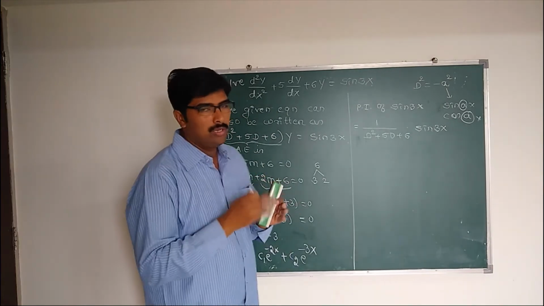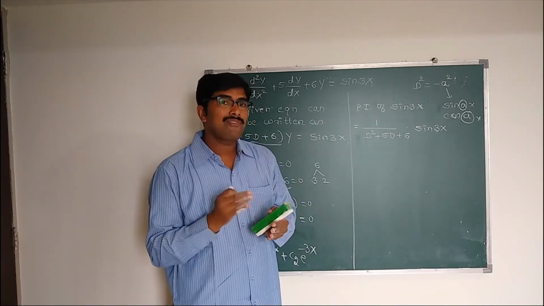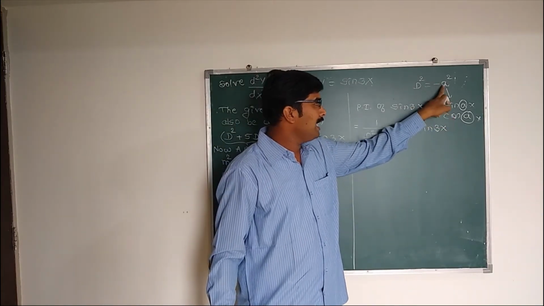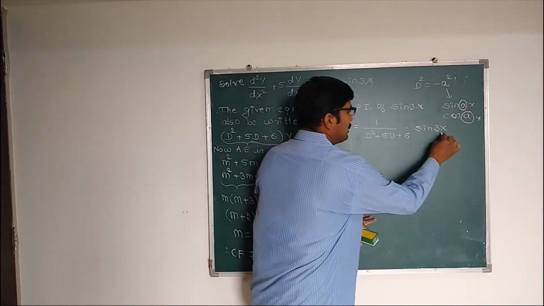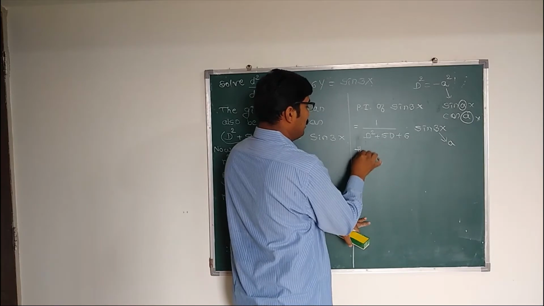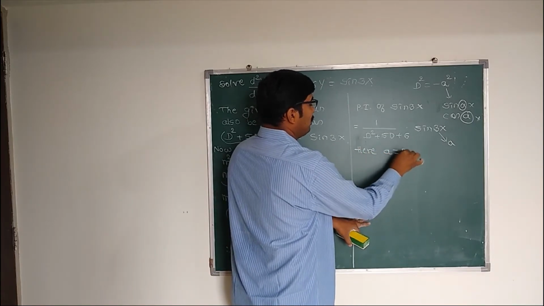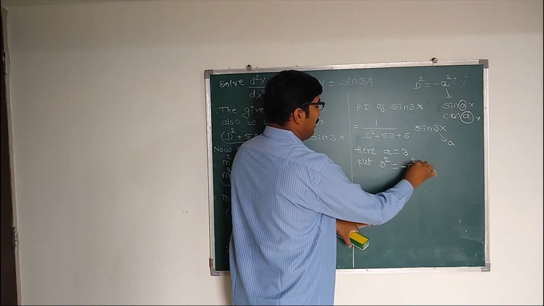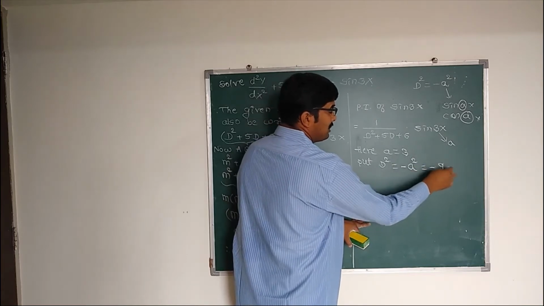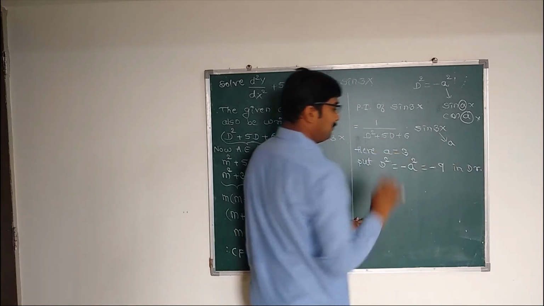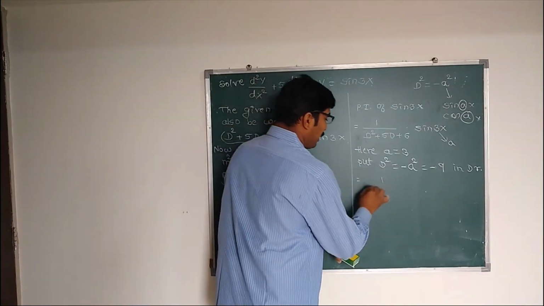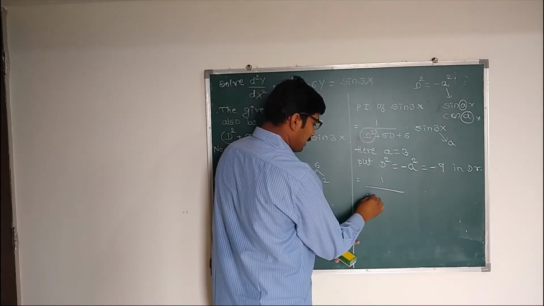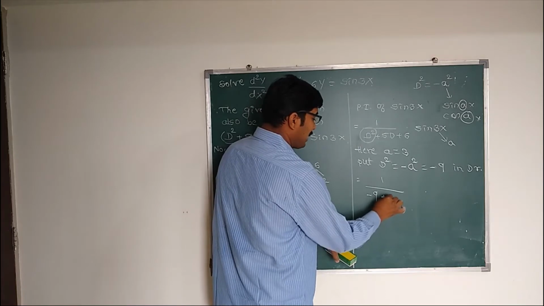What is the rule to find the particular integral of sin ax? I have written here: d square is replaced by minus a square, and the value of a is obtained from sin ax. So this is the value of a. So here a is equal to 3. Put d square is equal to minus a square, means 3 square is 9, so minus 9. So this is equal to 1 divided by, d square value is minus 9, I will write minus 9 as it is, and the remaining terms as it is.